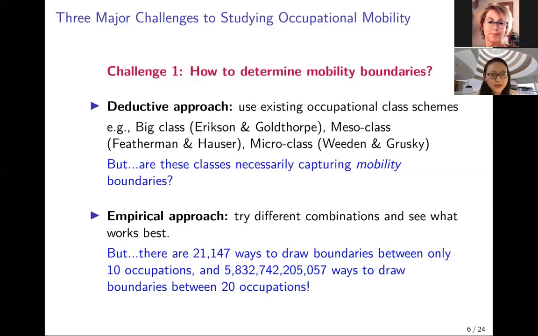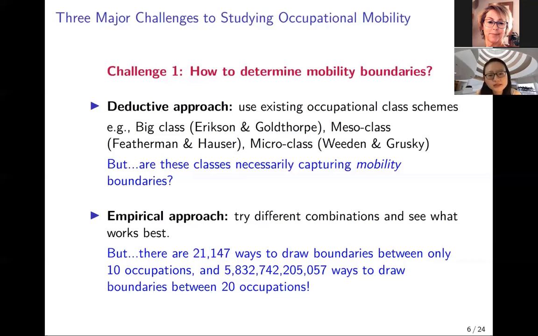And with 20 occupations, I don't even know how to say this number, but there are many, many ways to draw boundaries between those occupations. Of course, we can eliminate some of those that don't make sense at all, but still, just empirically, there are a lot to test, and we have to rely a lot on human judgment or experimentation to decide what set of candidate combinations we're going to start with.